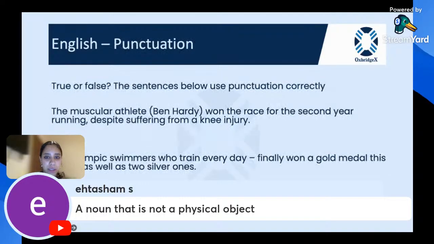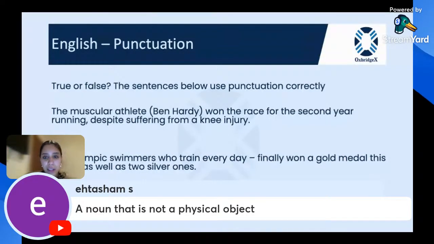Now let's finish off with this one. So, true or false, the sentences below use punctuation correctly. Now, these ones are examples of something called parenthesis. A parenthesis often comes in the form of brackets, or it comes in the form of dashes, right? A parenthesis is a word or phrase that is inserted into a sentence, and it provides extra clarifying information, right? Not necessarily that we don't need it, but if I was to read the sentence disregarding the bracket, the sentence would still make sense. And I'll show you what I mean.